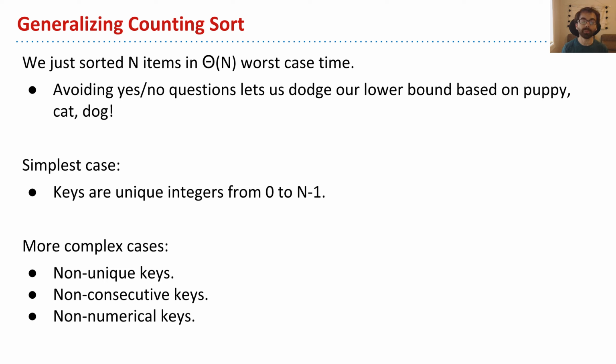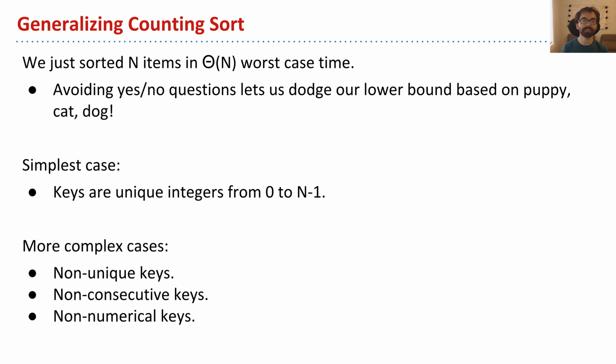How did we avoid the proof from puppy, cat, dog? Well, we didn't use yes, no questions. We didn't do any comparisons. We just said, your item 6, go in location 6. That's not how puppy, cat, dog worked. Remember, puppy, cat, dog was you have boxes, you can't look in them, you can only weigh them using a scale. Our model of computation in that case was based on comparisons. Here, it's something else altogether.